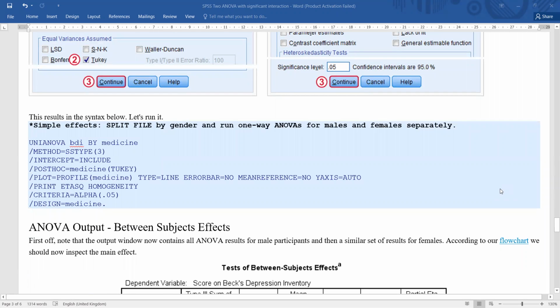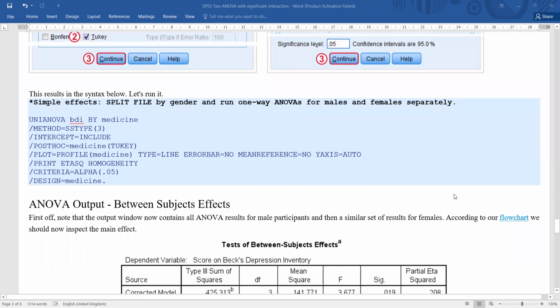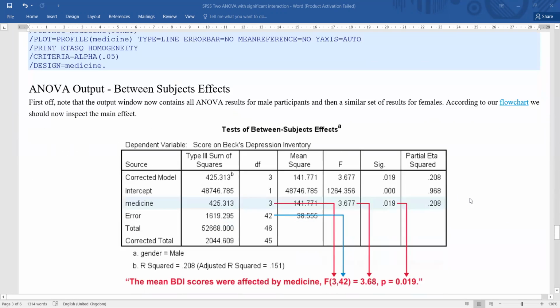The univariate ANOVA, BDI by medicine, has this method: include intercept, include medicine, post hoc. Post hoc is Tukey. I already explained that if you want to analyze which effects are having a higher effect and which are having the smaller effect, you can apply the post hoc procedures. And this is the output.